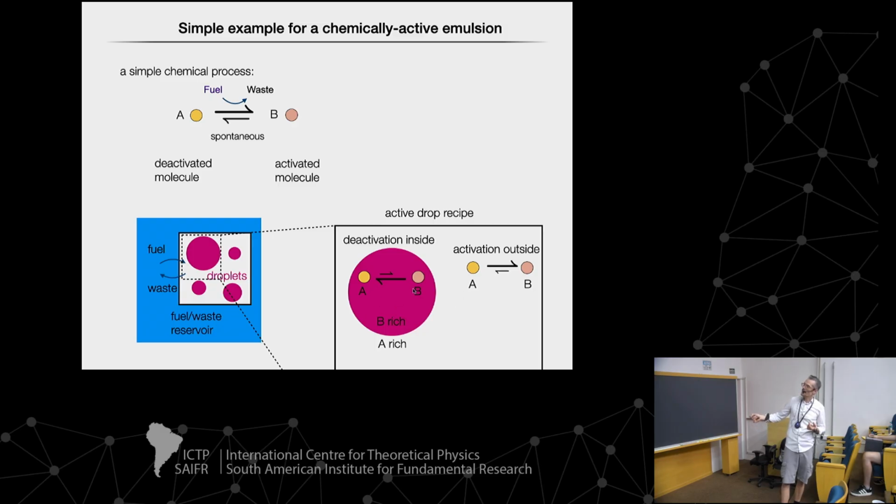And if you design it so that there's an asymmetry, meaning, for example, inside dominantly B gets deactivated, while outside A gets, for example, B gets activated, then you see a range of very exciting effects.